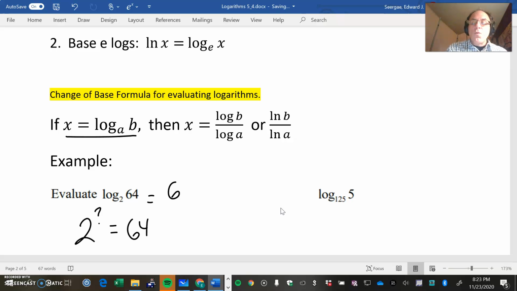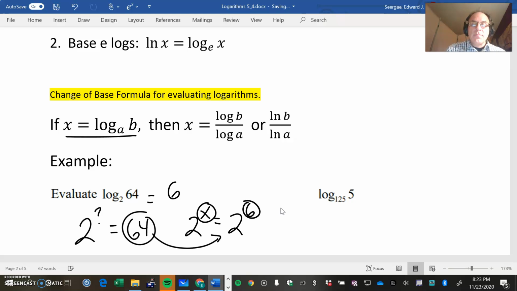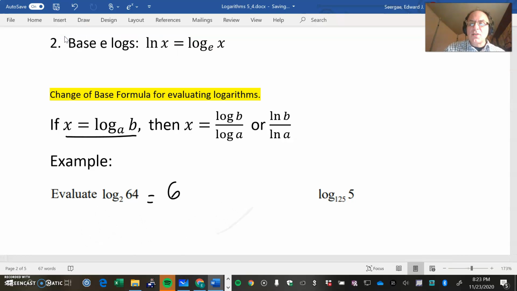Now, the way we learned it on Wednesday was to take 2 to the x power is equal to 64, changing the 64 to a base 2. That would be 2 to the 6th. And then I could set the exponents equal to each other. That would be x equals 6. Okay, so that's how we would do this if you don't have access to a calculator with a base 10. But since you all have access to a calculator with base 10, we're going to show you how to find log base 2 of 64 is equal to 6 by using our change of base.